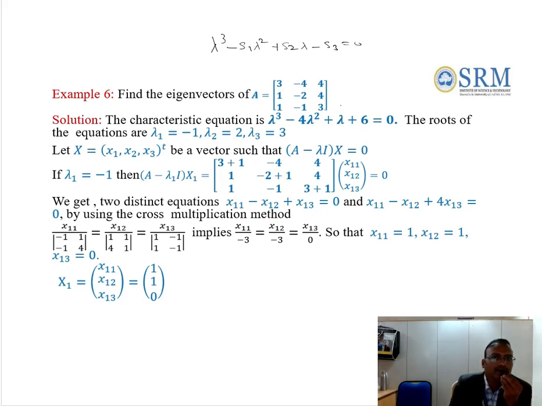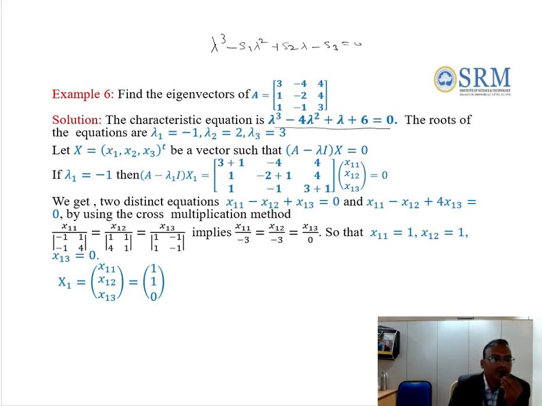Therefore, if you calculate all these things, you will get the characteristic polynomial lambda cube minus 4 lambda square plus lambda plus 6 equal to 0. By using synthetic division, we can calculate all the roots: lambda 1 equal to minus 1, lambda 2 equal to 2, and lambda 3 equal to 3. We have three distinct eigenvalues. For each eigenvalue, we have to calculate the eigenvector corresponding to it.